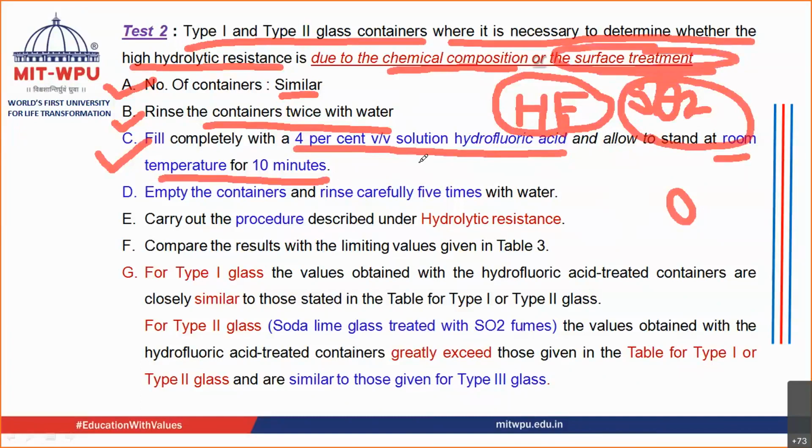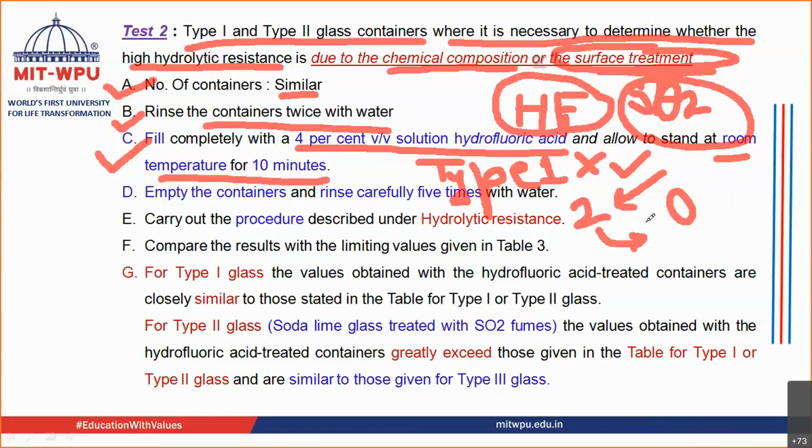If it is a type 1 glass, then it is not going to get affected by this hydrofluoric acid. Are you understanding? So if it is a type 1 glass, nothing is going to happen to it. It is going to remain sturdy and good. If it is a type 2 glass, then it is going to get affected by the hydrofluoric acid, and this type 2 glass is going to be converted now into your type 3 glass.